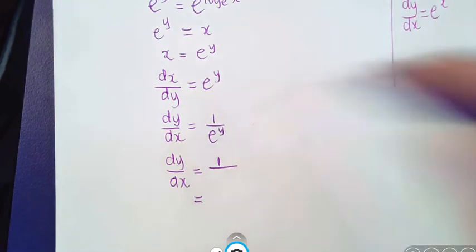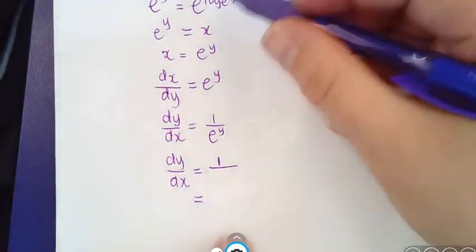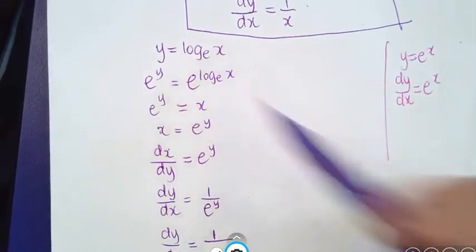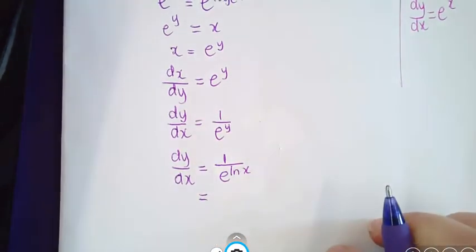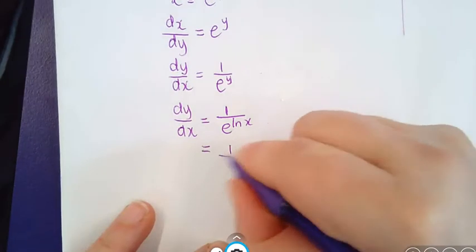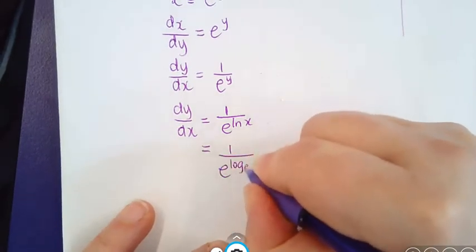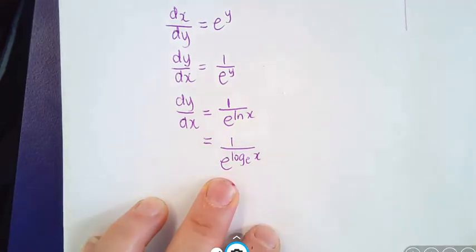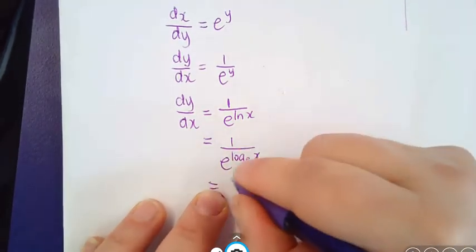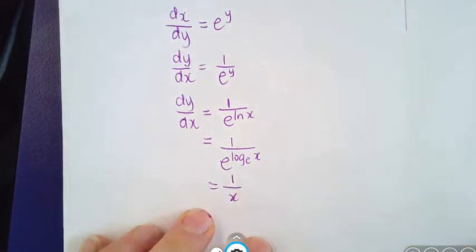All right, so 1 over e to the power of y. Now y is ln x, so it's 1 over e to the ln x. Now that means 1 over e to log to the base e of x. But didn't we say that e to log to the base e just cancels? It cancels, so you've just got 1 on x. So that's the proof.